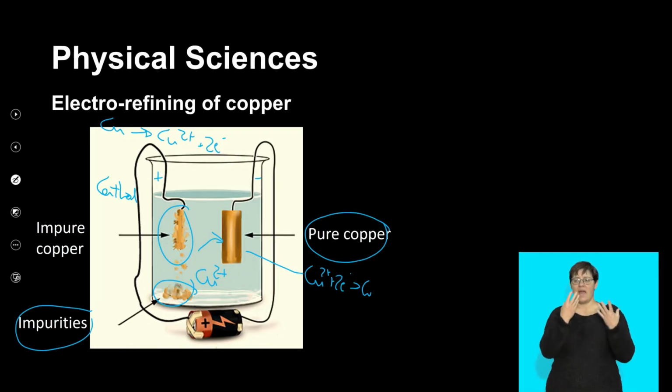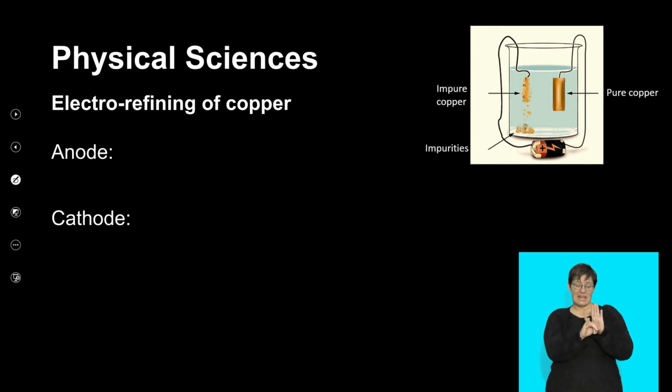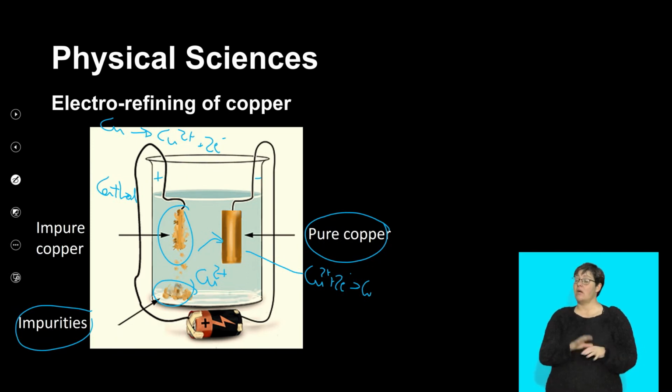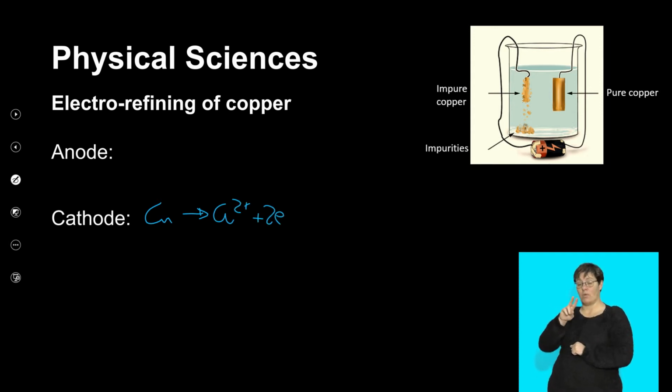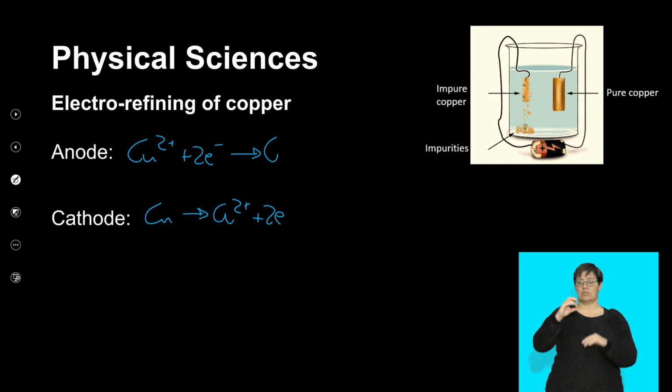Let's just make absolutely sure that we've got the identification of the anode and the cathode. And we just go back to that very quickly. Remember, the impure is where reduction has taken place, and reduction is at the cathode. So we're going to say copper is going to go to copper 2 plus plus 2 electrons. And over here, we've got copper 2 plus plus 2 electrons going to our pure copper.